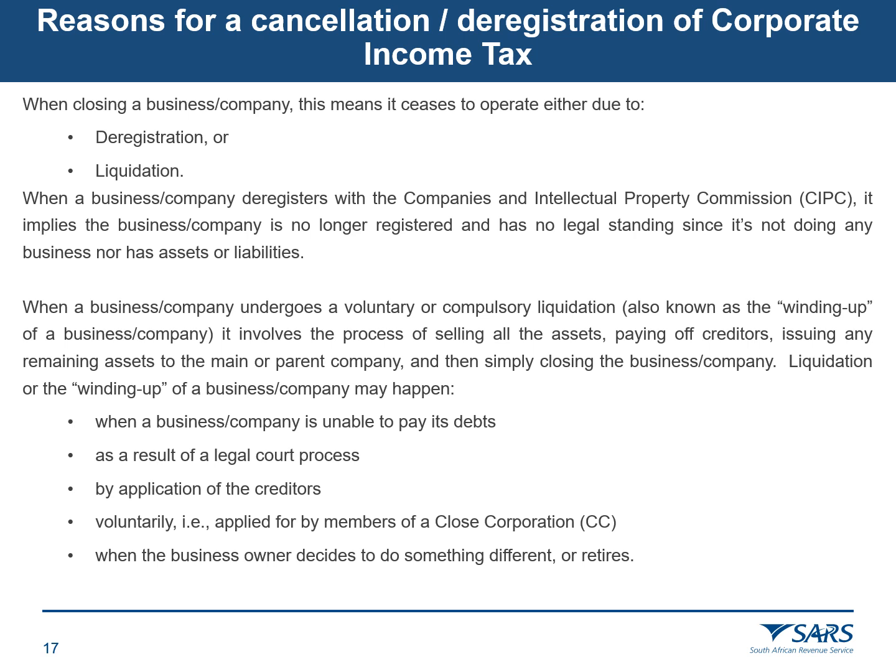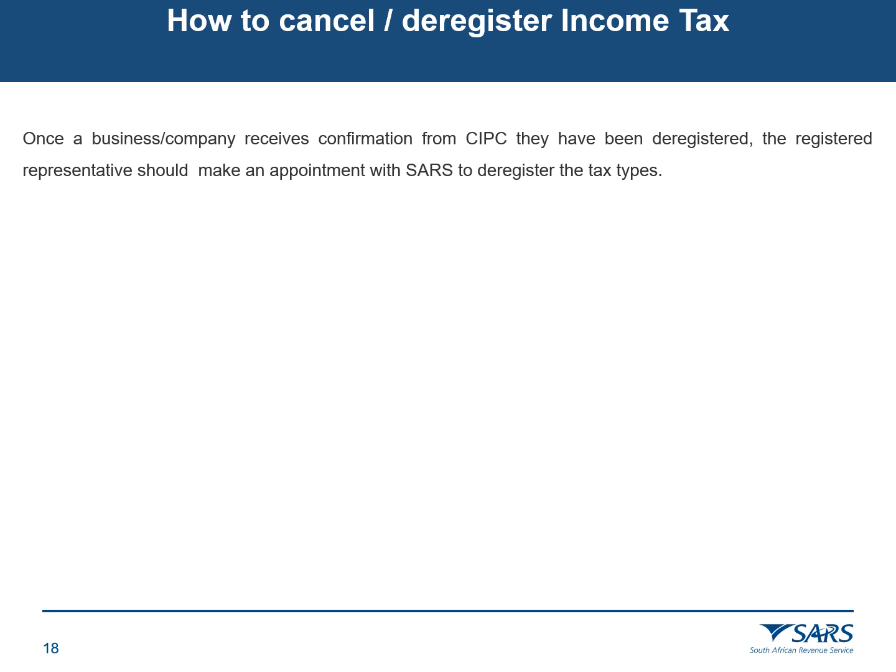Liquidation or winding up of a business may happen when a business is unable to pay off its debt as a result of a legal court process, by application of creditors, or voluntarily, that means it is applied for by the members of the closed corporation, when the business owner decides to do something different or retires. How to cancel or deregister income tax. Once a business or company receives confirmation from CIPC that they have been deregistered, the registered representative should make an appointment with SARS to deregister the tax type.